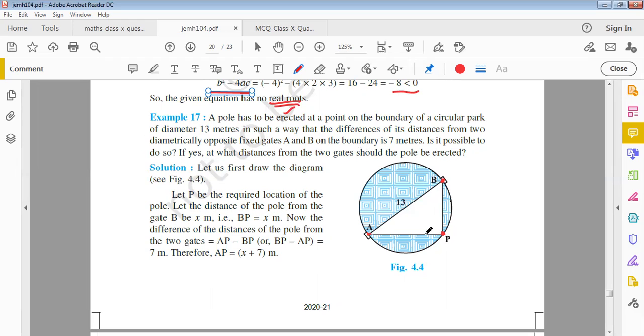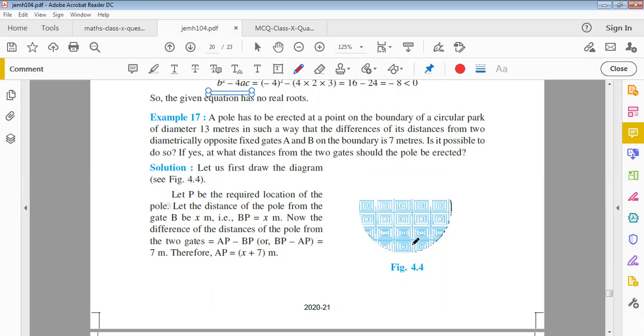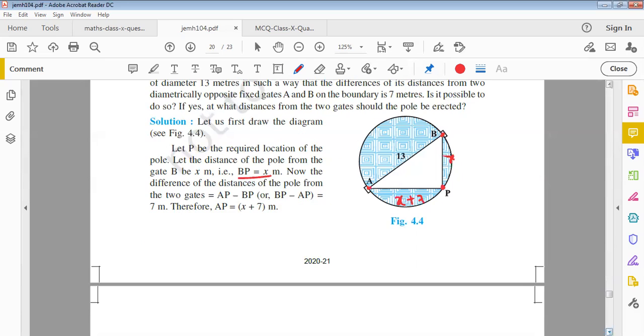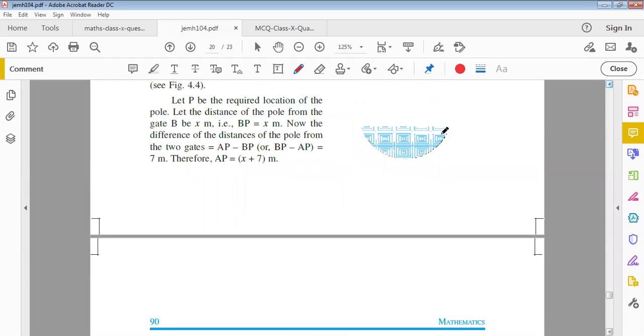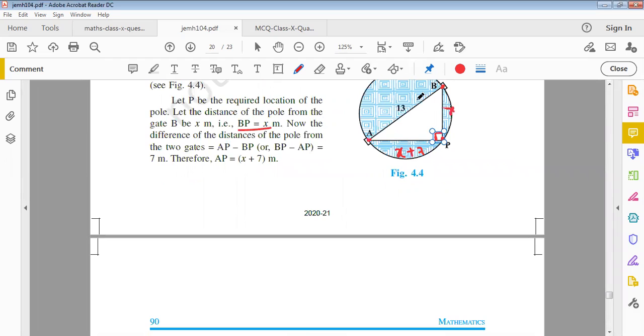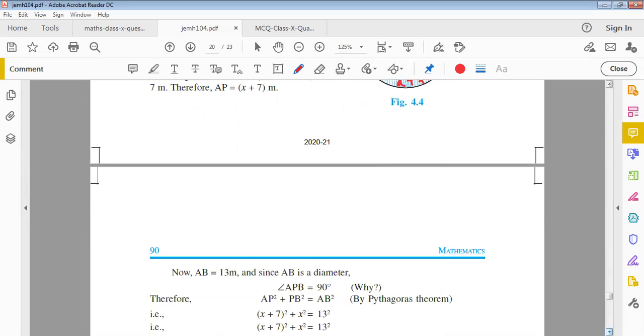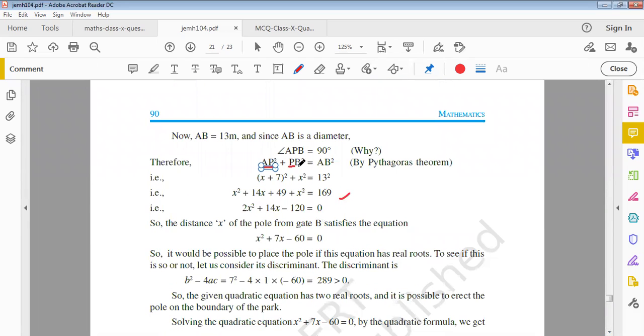So let us think of AP and BP. Now what is it saying, that BP is x meters. AP will be x plus 7. Okay. Got it, ma? Yes, sir. Now we could apply the Pythagoras theorem. When you apply the Pythagoras theorem, angle APB here is 90 degrees. So when it is 90, we could apply the Pythagoras theorem. What is that? Hypotenuse square, that is 13 square, that is AB square, which is equal to AP square plus BP square. So AP square plus BP square is equal to AB square.